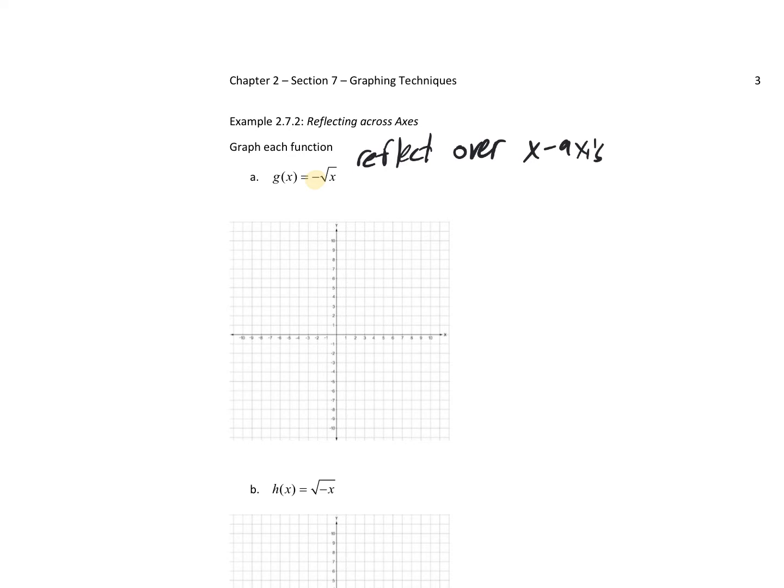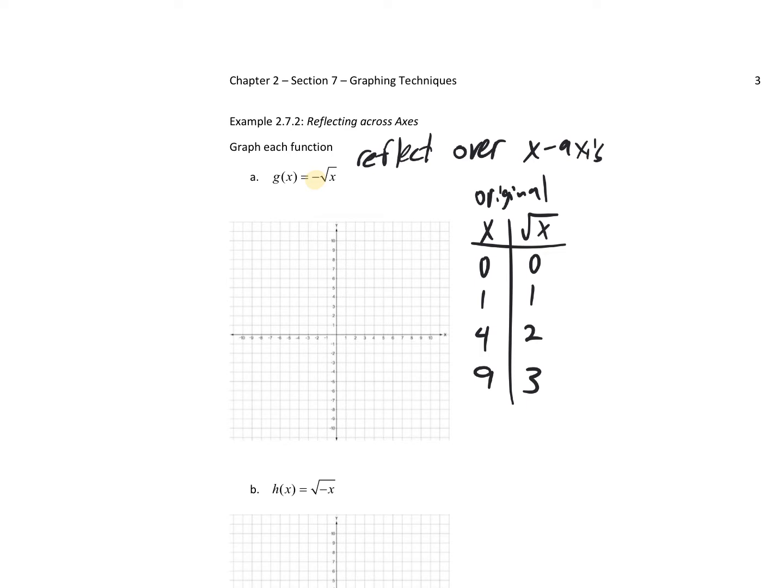So we'll just start with the basic square root function, original. And we're going to pick some convenient numbers that are very easy to work with. So 0, 1, 4, and maybe 9. And so when you take the square root of those, 0, 1, 2, 3. And if we graph that, you can see, hey, it makes this curve going like this.